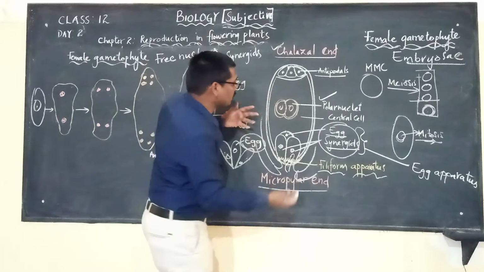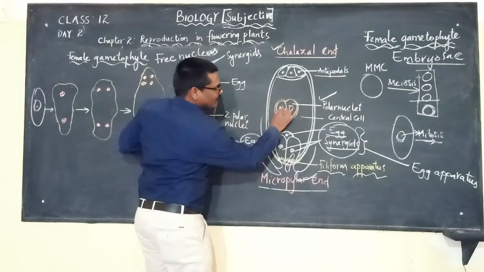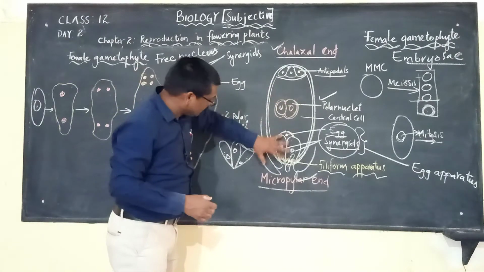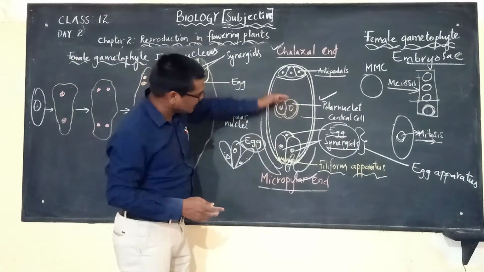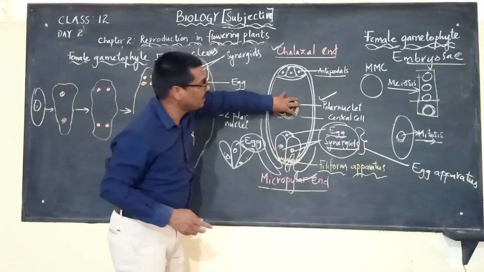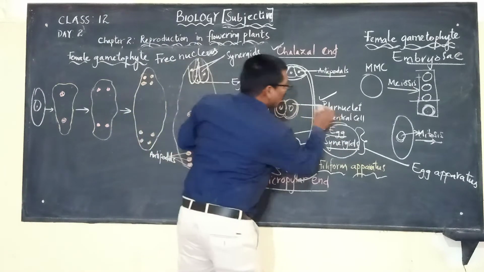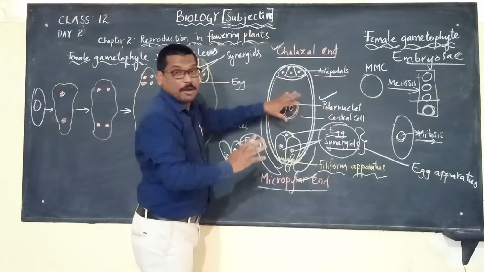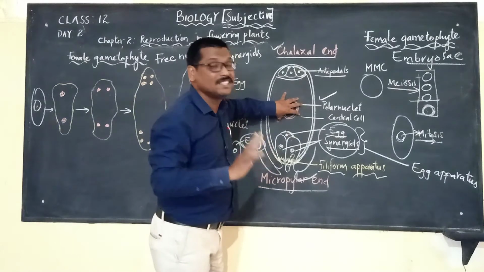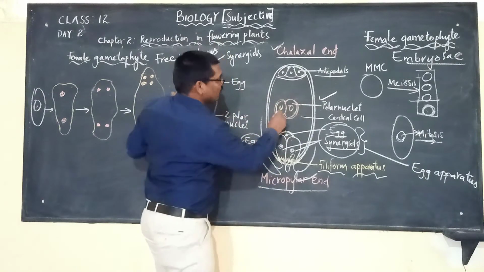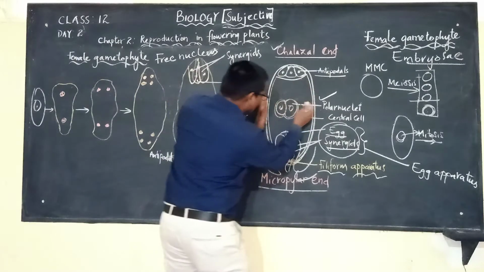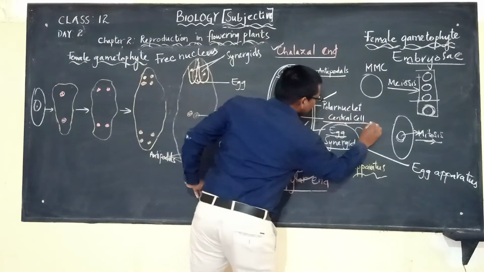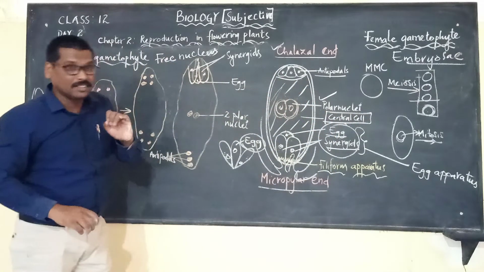And now what is left over? Another 2 nuclei are left over here. There are 2 nuclei that are placed just behind, or in this diagram just above, the egg apparatus. So here there are 2 which are called polar nuclei. These 2 polar nuclei are present at the center, but they are not enclosed by the cell wall. And where are they present? This whole cell is called the central cell.